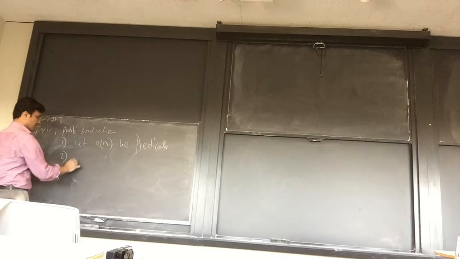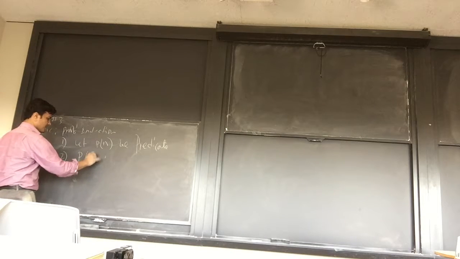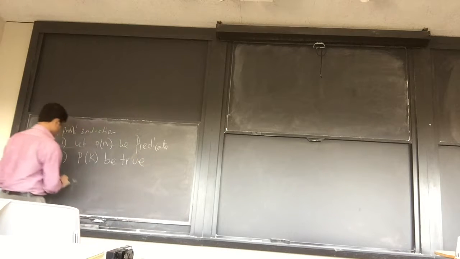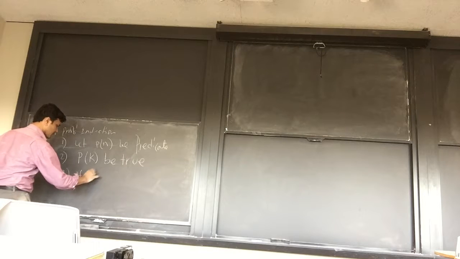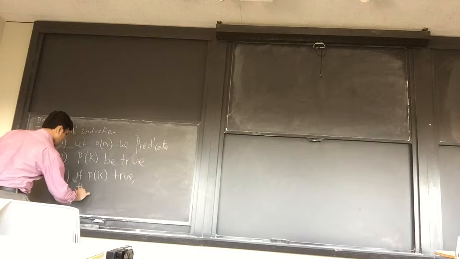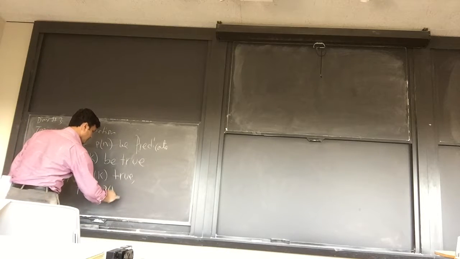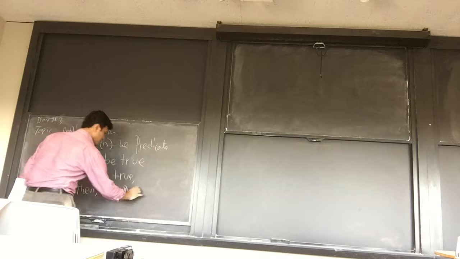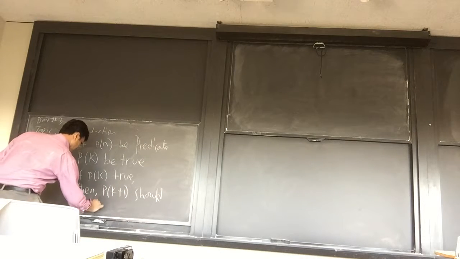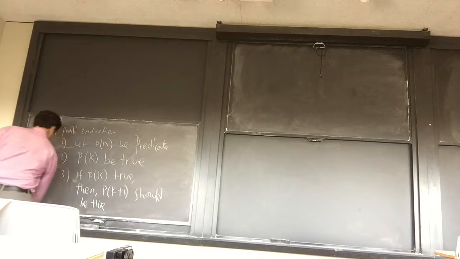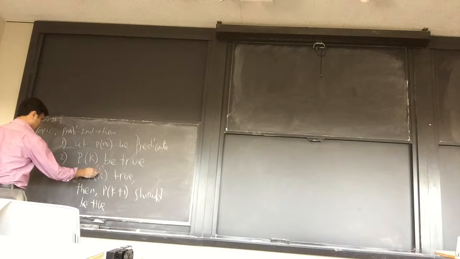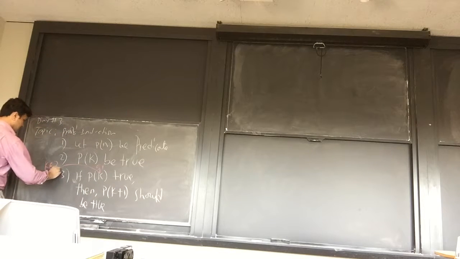Number 2, P(k) be true. If P(k) is true, then P(k+1) should be true. So in this case, when we talk about k, it means either 0 or 1 or 2. So k is an integer.